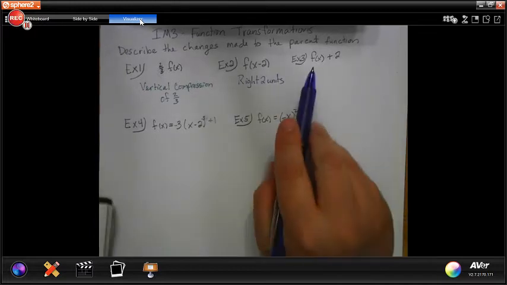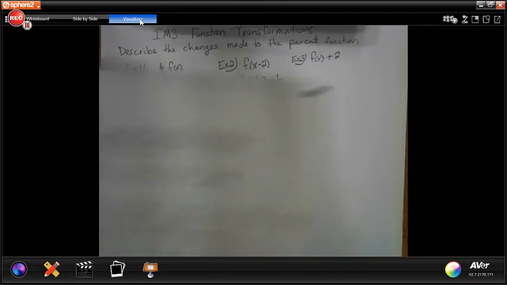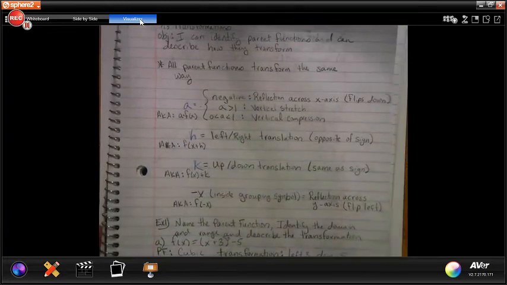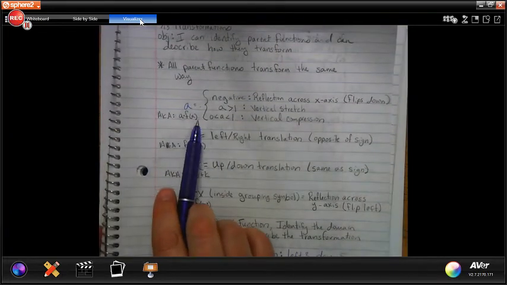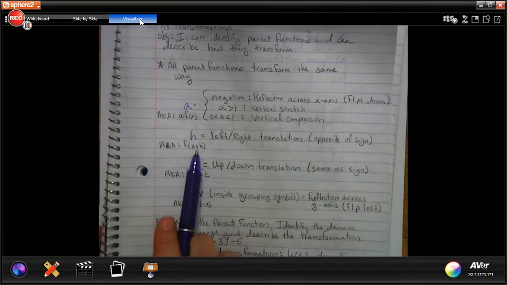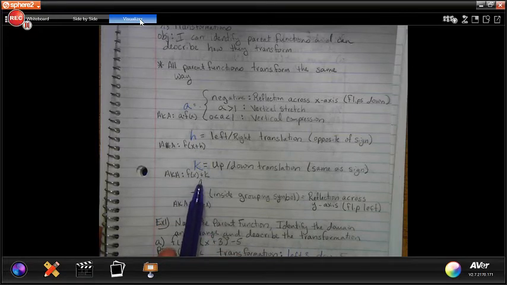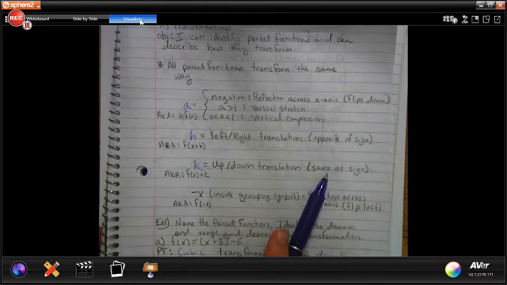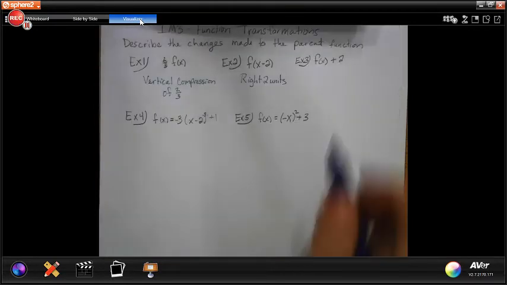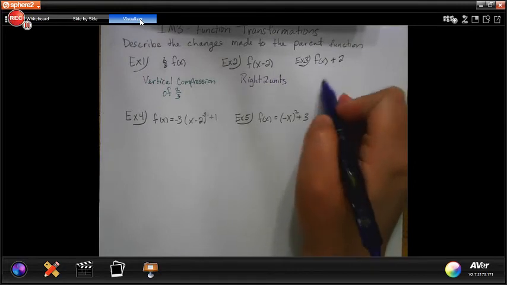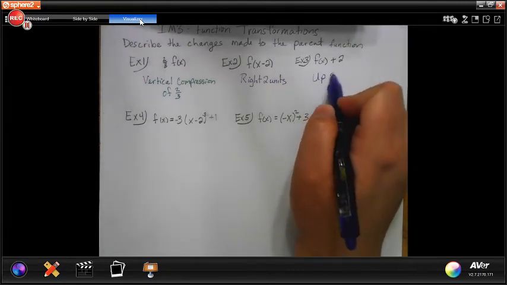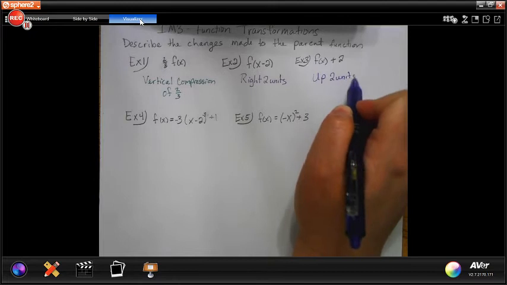Right? Here we have f of x plus 2. Let's look it up. It's not this. Something added to the end? Nope, that's in the parentheses. We don't have that. We have this. It's up or down, same as the sign. So if it's positive, it's up. If it's negative, it's down. Okay. This one, positive 2, so it's up 2 units. Okay.